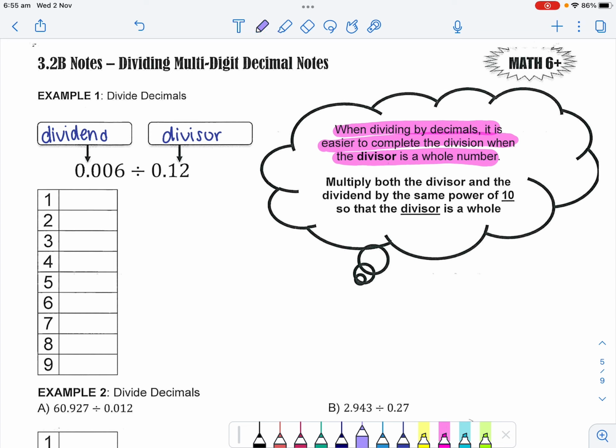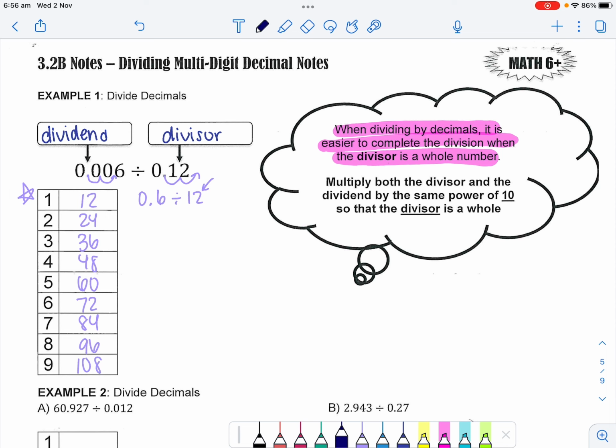So I want to make this 0.12 a whole number. So I'm going to move this decimal twice, 1, 2, which means I'm going to move this decimal twice, 1, 2. So this problem now becomes 0.6 divided by 12. So when I create my chart over here, I'm going to create it using the 12 here. So 12, 24, 36, 48, 60, 72, 84, 96, 108.